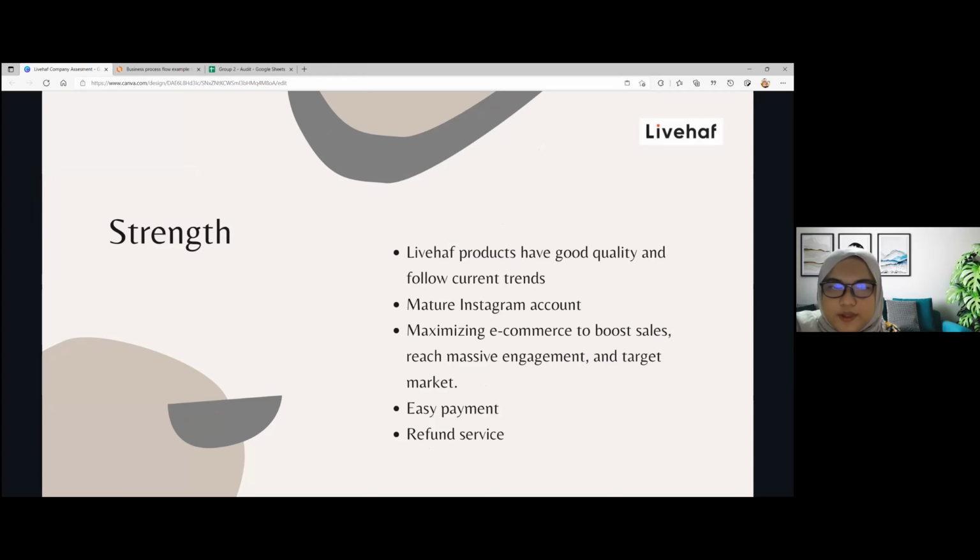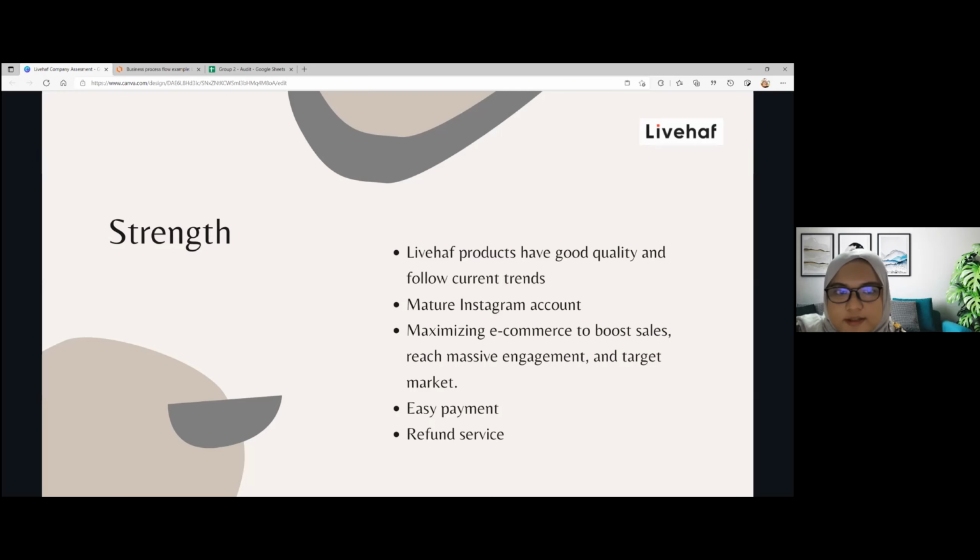Okay, now we will explain the SWOT analysis, and we also arrange it based on priority for Livehaf. For now, it's about strengths. Livehaf products have good quality and follow current trends, and maintaining the quality of the product will reach customer satisfaction. So it will be Livehaf's strength.